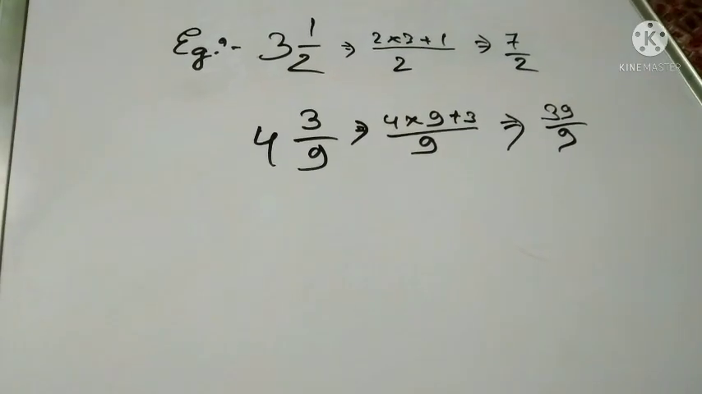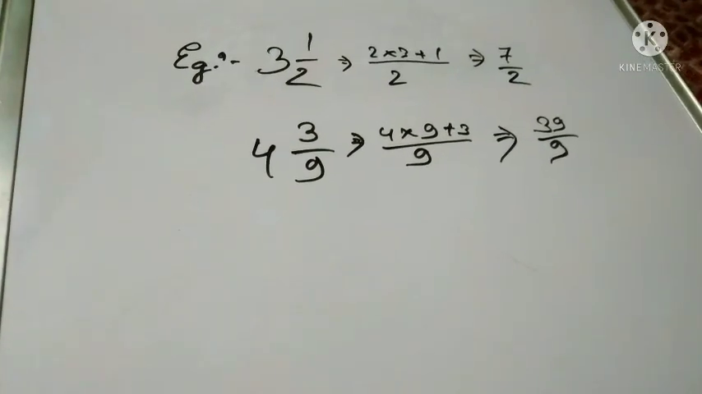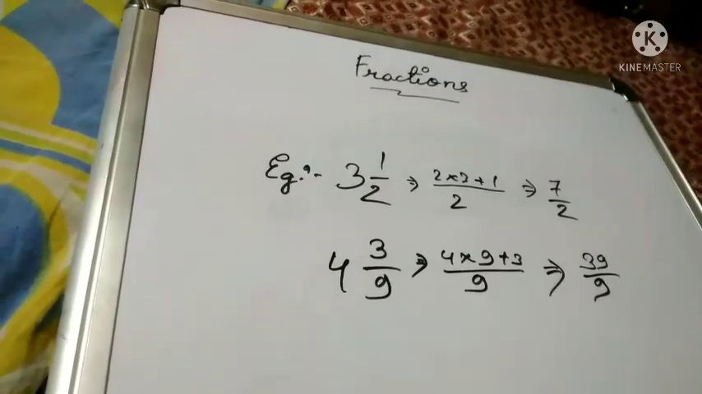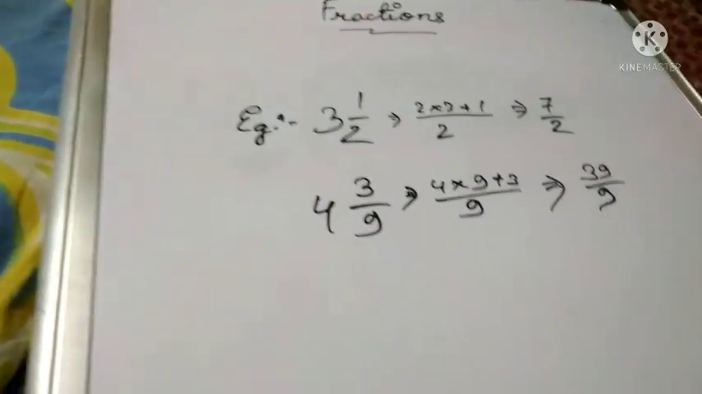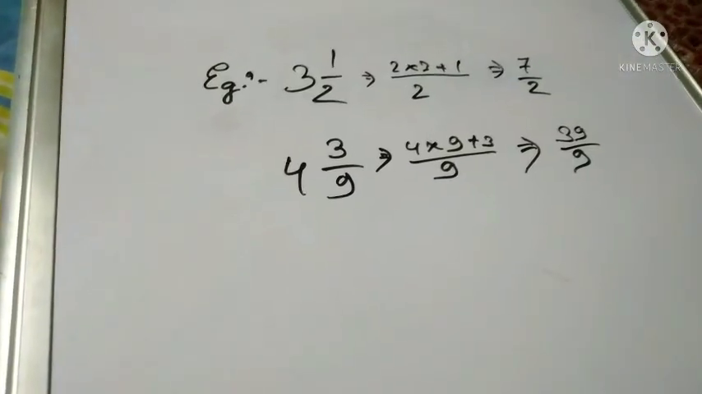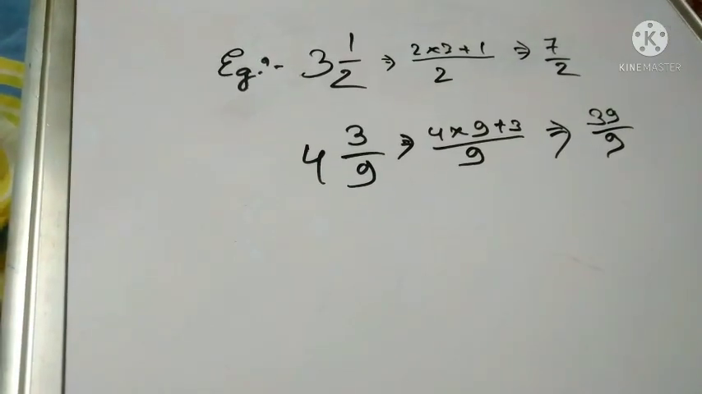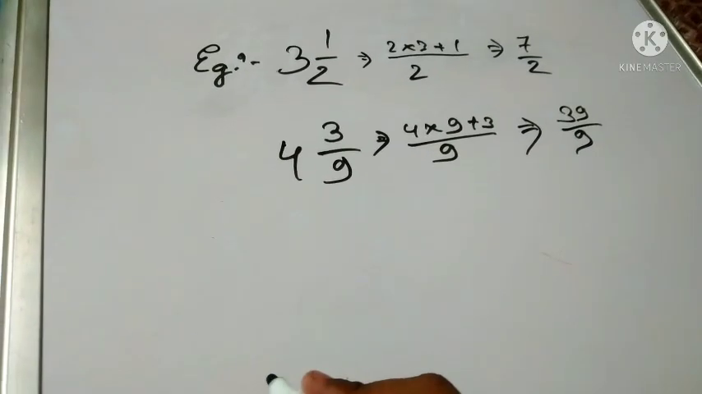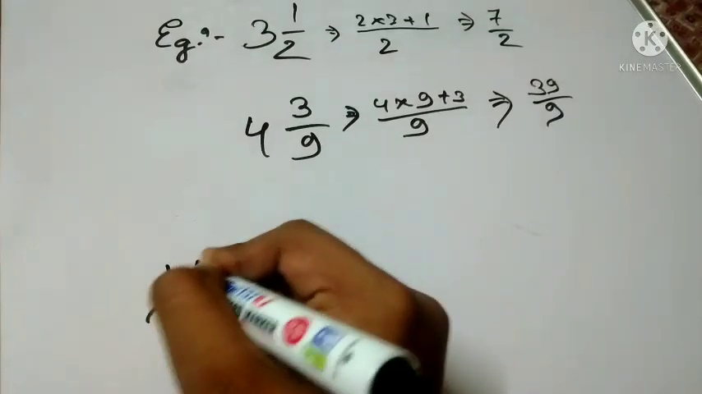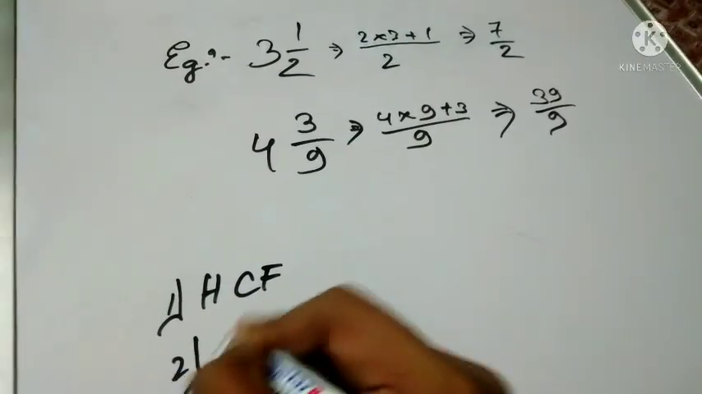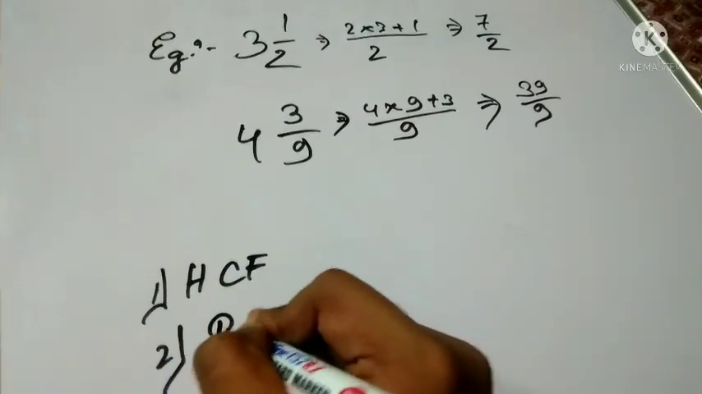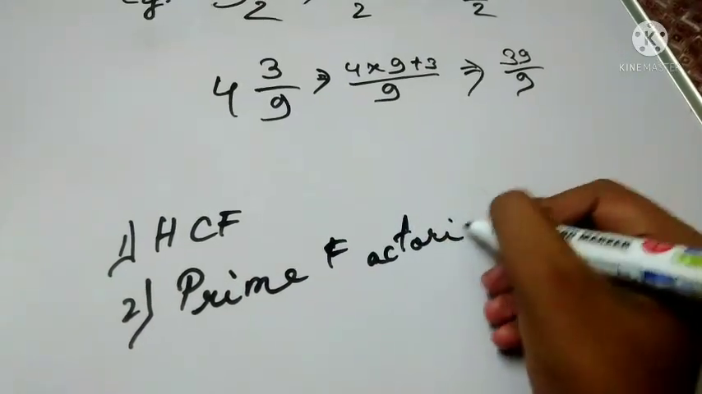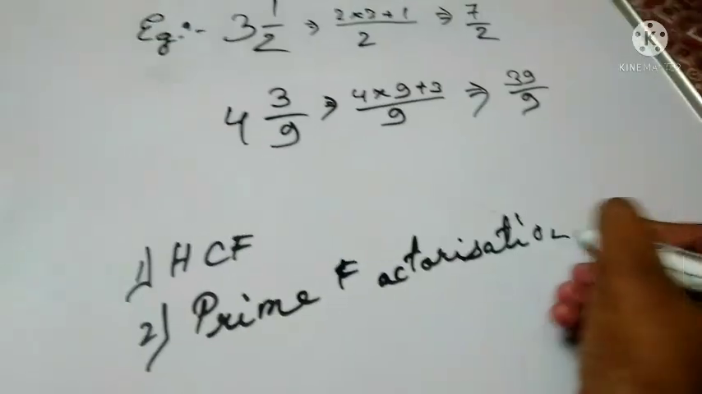So now we are going to learn how to reduce a fraction to its simplest form. There are two ways of converting a fraction into its simplest form. One method I'm teaching you now, and the next method I will teach you in the next class, in the next episode. The first method is the HCF method, and the next method is the prime factorization method. So today we are going to do the HCF method.